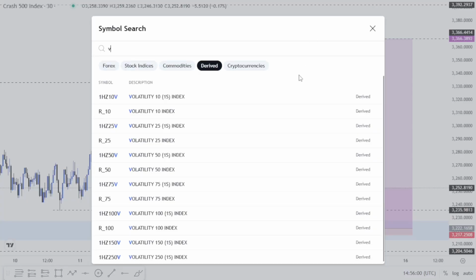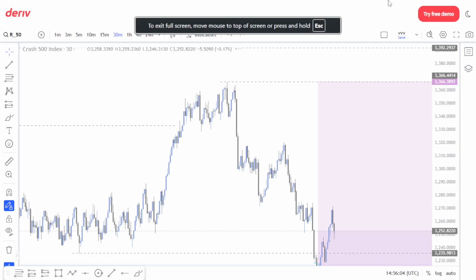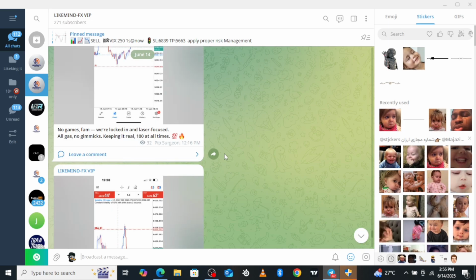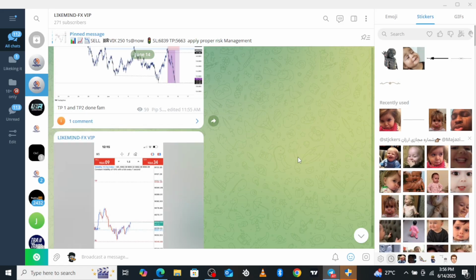All right. So again, let's review. Let me show you guys my VIP group. So this is the VIP group. Yeah, so we are in a trade now, with Volatility 51 seconds, but it's not a high probability trade. But we are in it because we spotted an opportunity.